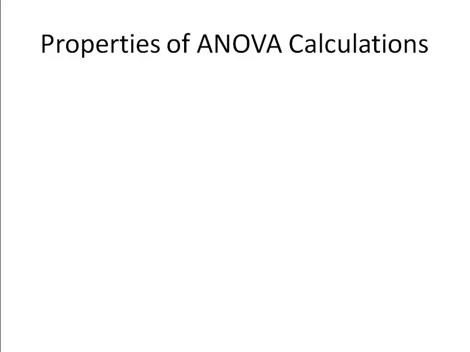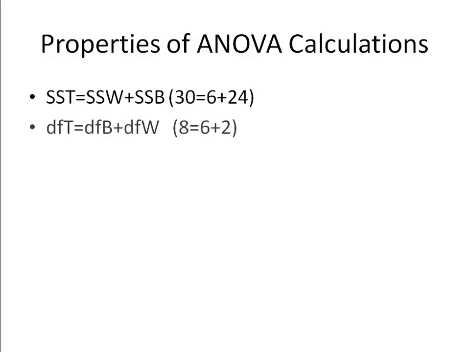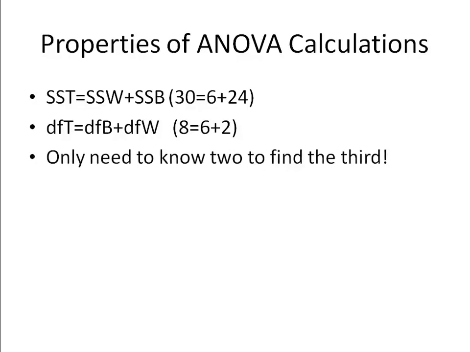Hopefully you noticed a property of these ANOVA calculations: the total sum of squares is always equal to the within sum of squares, the SSW, added to the SSB. Similarly, the total degrees of freedom is equal to the degrees of freedom between plus the degrees of freedom within. So you only need to know 2 of them to calculate the third. That could save you some time, although to make sure you're correct, you should probably do all 3 and make sure that they all add up with these properties.